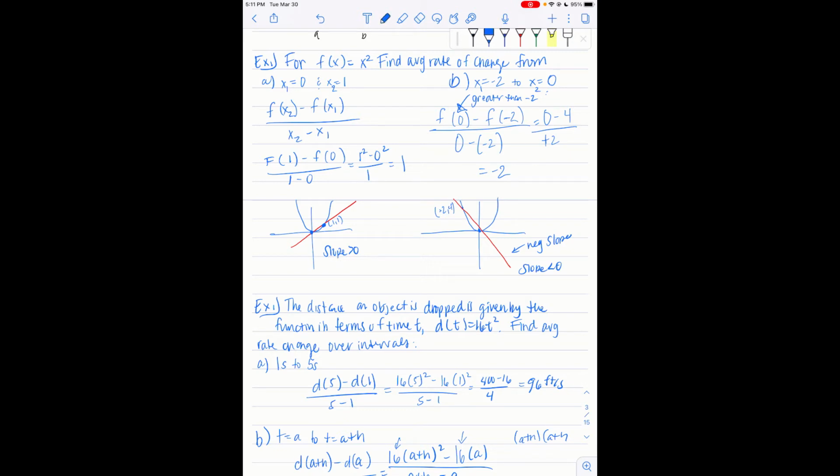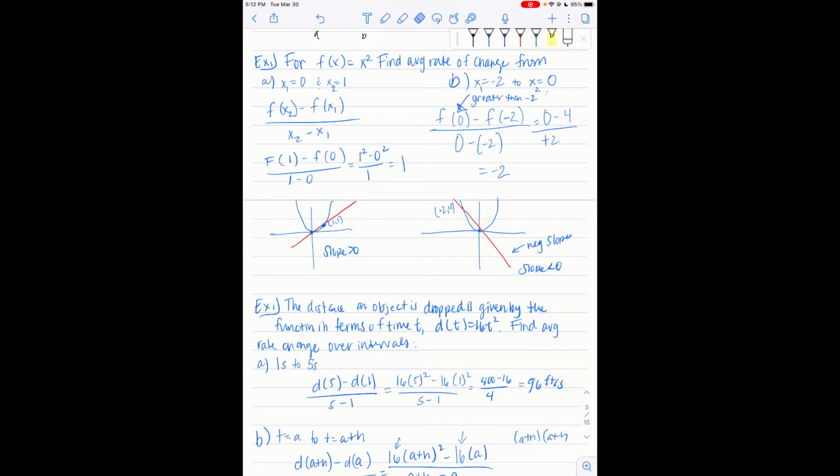All right, now let's do part B. So I have x1 equals negative 2 to x2 equals 0. As you can see, I did f of 0 first because 0 is greater than negative 2. So I did f of 0 minus f of negative 2 over 0 minus negative 2. Don't forget that's a minus on the bottom, and then we have a negative 2, which is why I had the parentheses, so I don't forget a minus sign in these two cases.